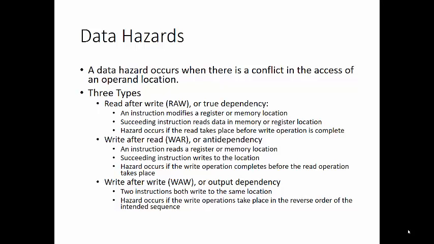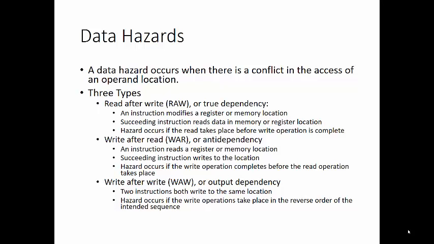update instruction. Write after read: an instruction reads a register or memory location. Next instruction writes to that location. The hazard occurs if the write operation completes before the read takes place. And then write after write, or output dependency: two instructions both write to the same location. The hazard occurs if the write operations take place in the reverse order of the intended sequence.